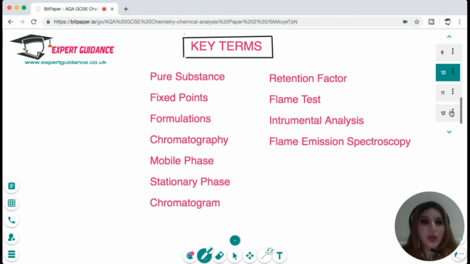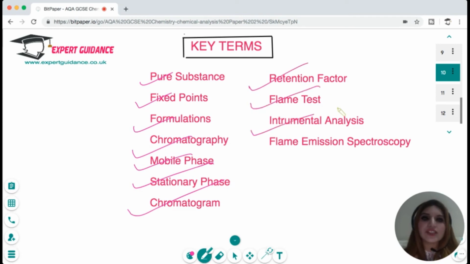Okay, so I hope this topic is clear to you. Now you should be able to define these terms. What is a pure substance? Fixed point, formulation, chromatography, mobile phase, stationary phase, chromatogram, retention factor, flame test, instrumental analysis, and flame emission spectroscopy. If you still cannot define these terms, watch this video again, pause this video, have a go at this, and then you can check back on the website for the answers.